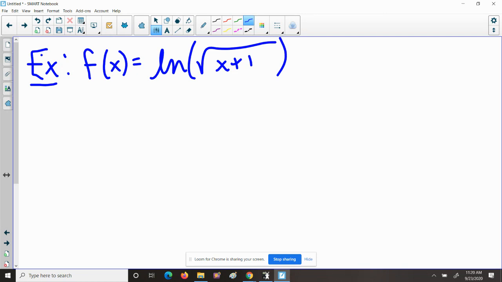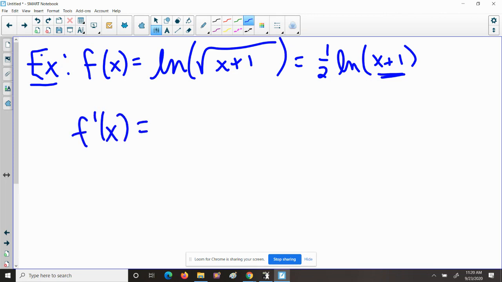But we know an easier way to write this one out, so we don't have to deal with the square root anymore. We could rewrite this as 1/2 times the natural log of x plus 1. Now our function is a lot easier that we're dealing with on the inside of the natural log. If we try to take that derivative, 1/2 is just a constant.